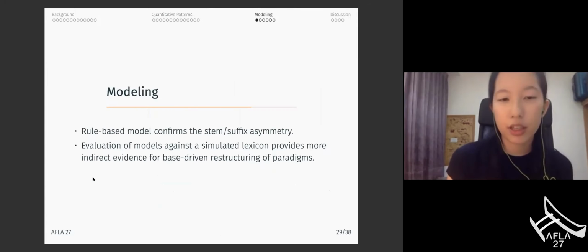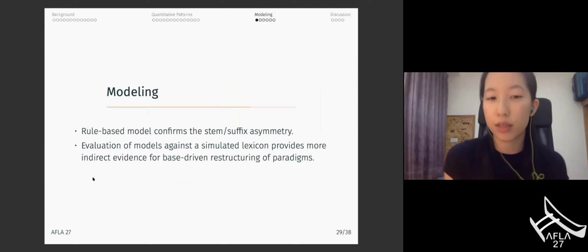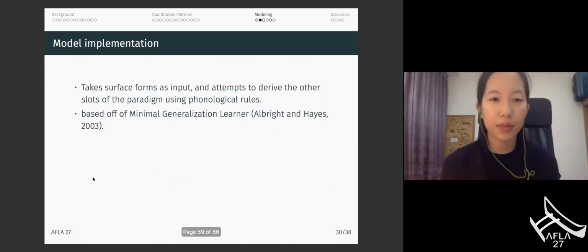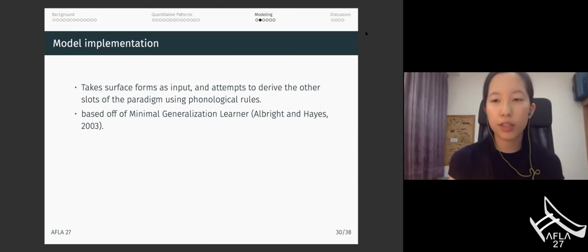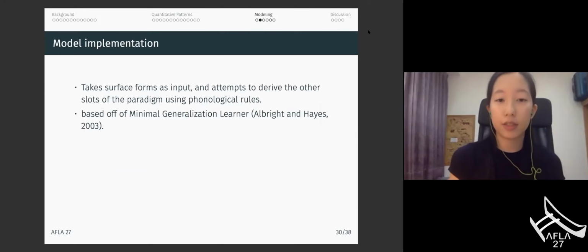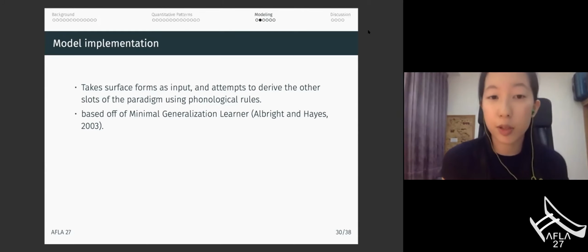So in this following section, I'm going to very briefly go over some rule-based modeling results, which quantify this stem-suffix asymmetry. And I'm also going to show some modeling results against a simulated lexicon to provide some more evidence for a base-driven approach to Seediq. So for the model I'm using, I'm going to really gloss over all the details of the implementation, but you're free to ask me in the Q&A if you're curious. So broadly speaking, it takes surface forms as an input and then attempts to derive the other slots of the paradigm using a system of rules. It's loosely based off of the minimal generalization learner, for those of you who are interested.